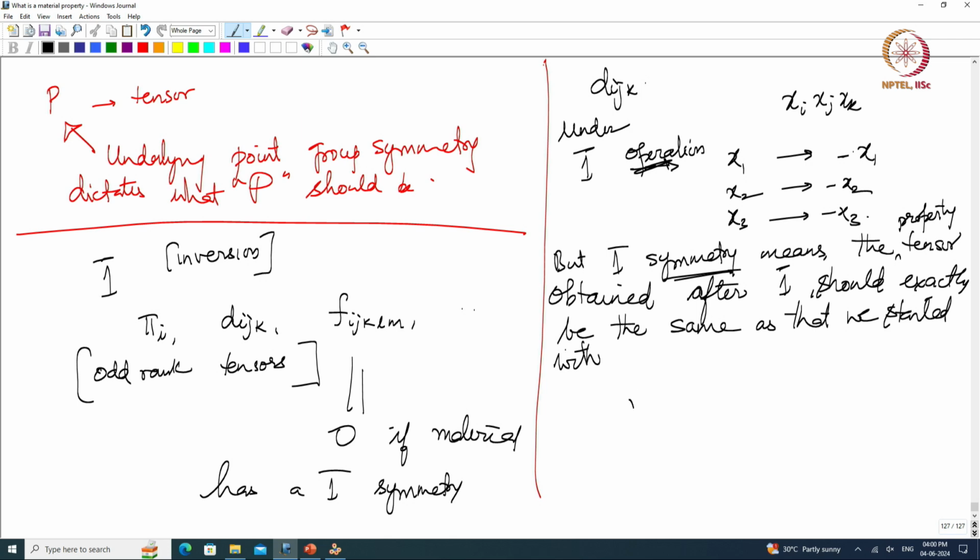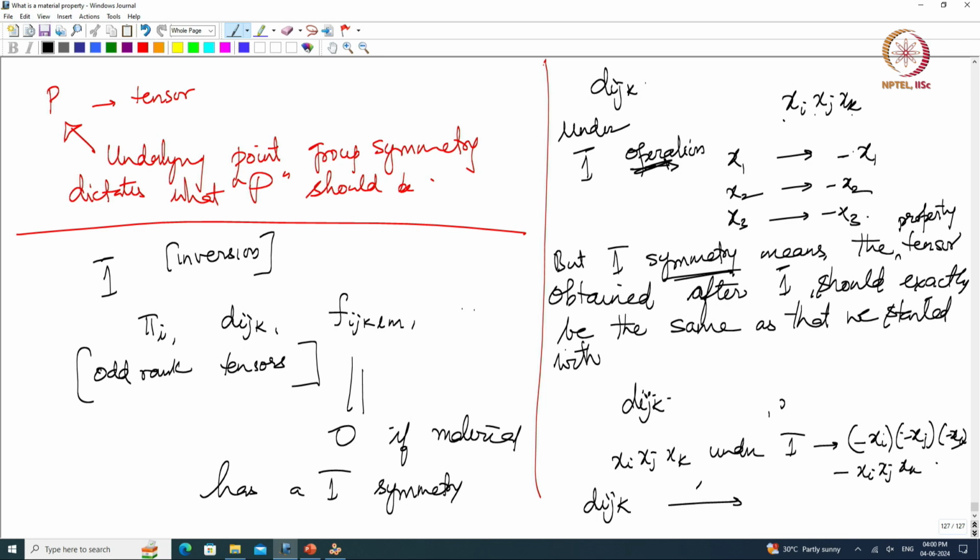So, if I have a property Dijk, and I say that there is a 1 bar symmetry, that means Dijk will transform like xi, xj, xk. Under 1 bar, xi, xj, xk will transform to minus xi, minus xj, minus xk, which is nothing but minus xi, xj, xk. So, Dijk will transform under a 1 bar operation to minus Dijk.